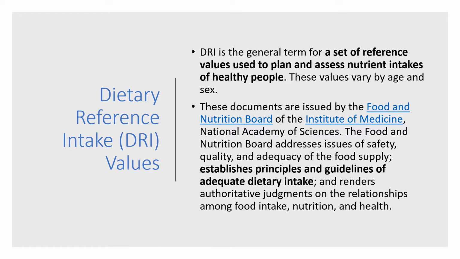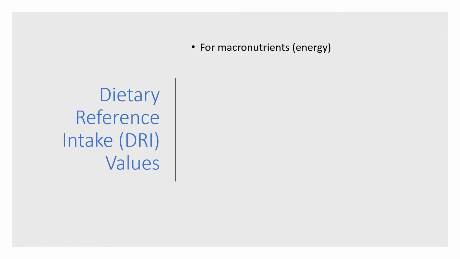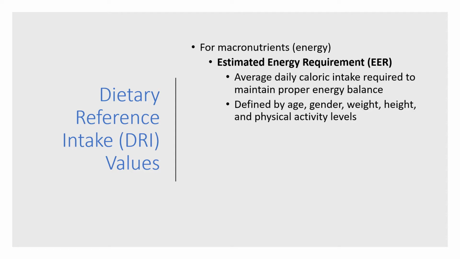Yeah, so let's look at what the dietary reference intake values are. So we have two specific types of reference intake values for our macronutrients, and our macronutrients are the nutrients that provide energy to the body, and these are carbohydrates, fats, and proteins. So one value is called the estimated energy requirement, and this value is based on age, not gender, but sex, weight, height, and physical activity levels.